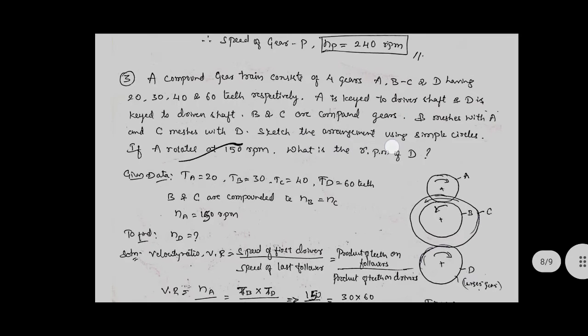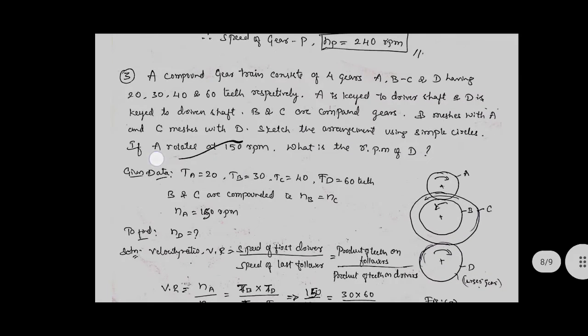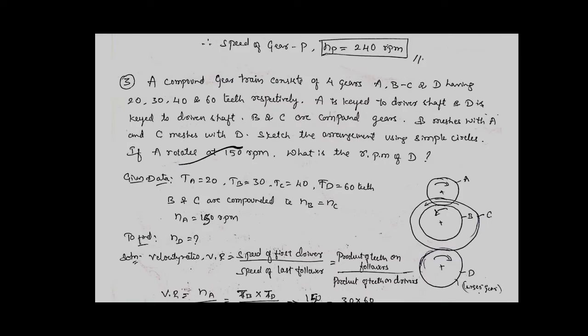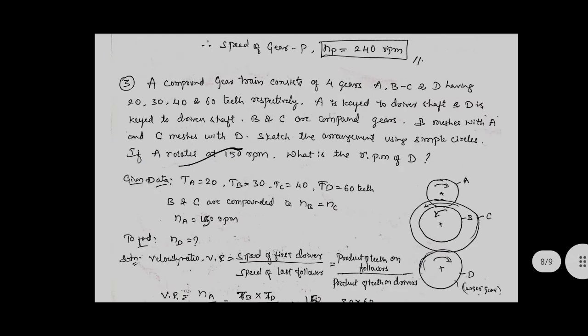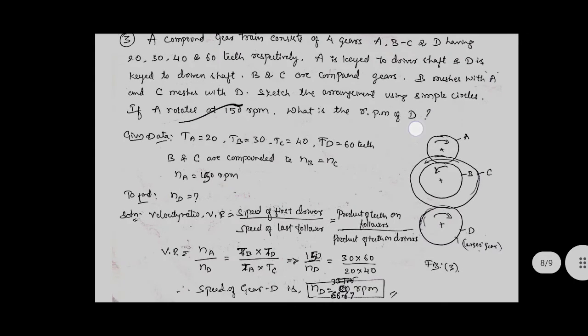Sketch the arrangement using simple circles. If the rotation of A is 150 rpm, what is the rpm of D? So they have taken A's rotation. A rotation is 150 rpm. You have to find out the rotation of D. So NA is given, you have to find out ND.